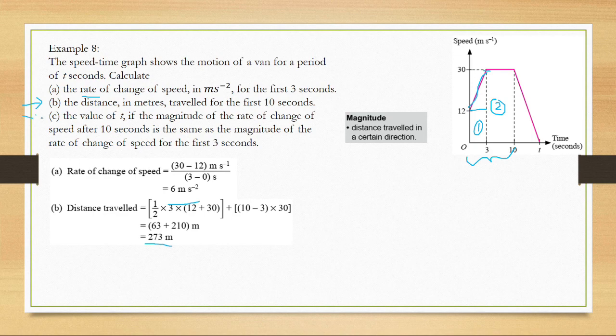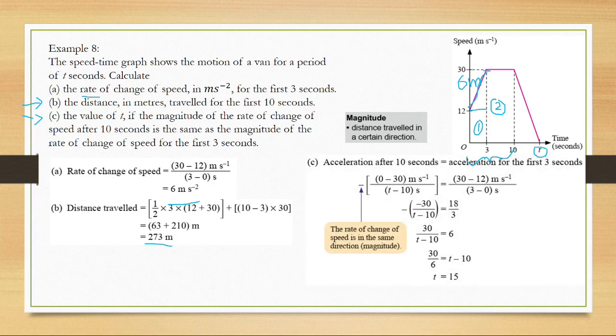Then the last one here, the value of t if the magnitude of the rate of change of speed after 10 seconds is the same as the magnitude of the rate of change of speed for the first 3 seconds. So here you have to find the value of t. Okay, if the magnitude of the rate of change of speed after 10 seconds here is the same as the rate of change of speed for the first 3 seconds. Okay, so the rate of change of speed over here is 6 meter per second, right? Therefore, this part will also be the same. So what you do is you are just going to make an equation whereby you are going to add a negative here, because the rate of change of speed is in the same direction. Okay, for this part it is in the same direction.